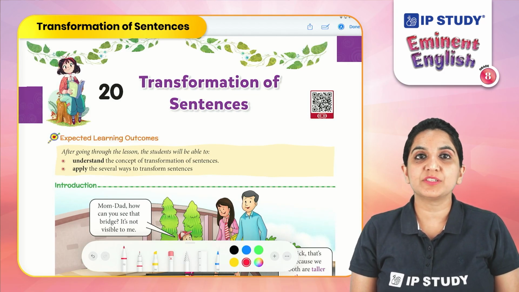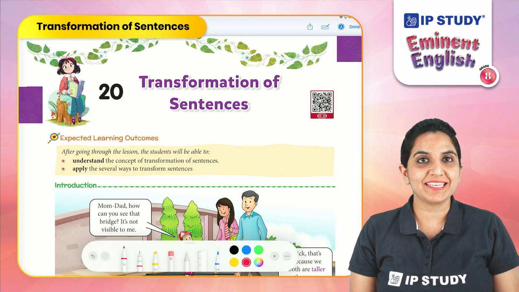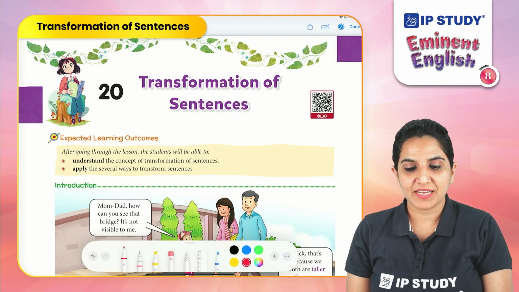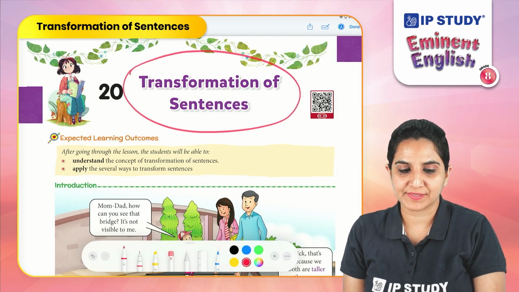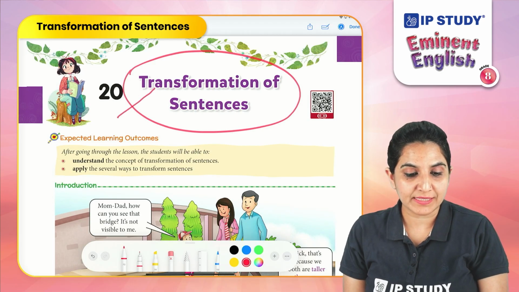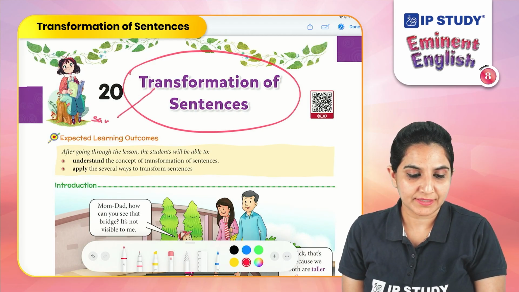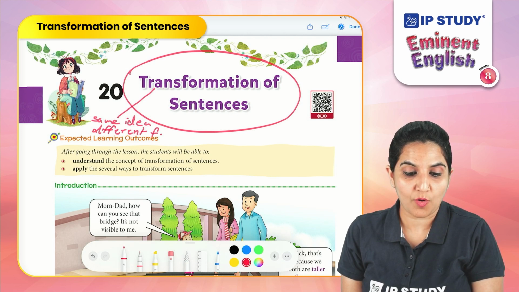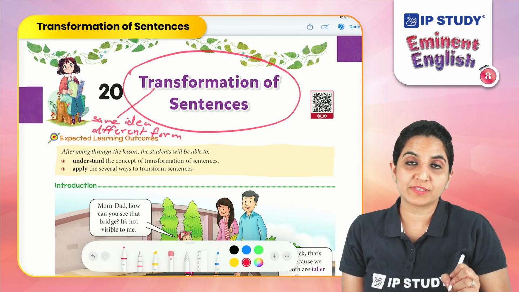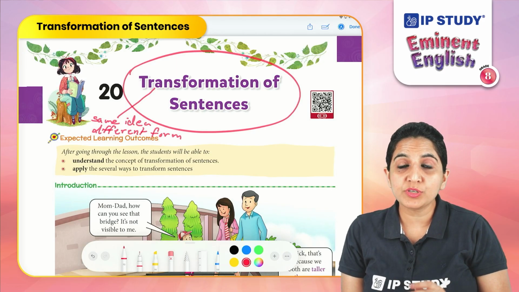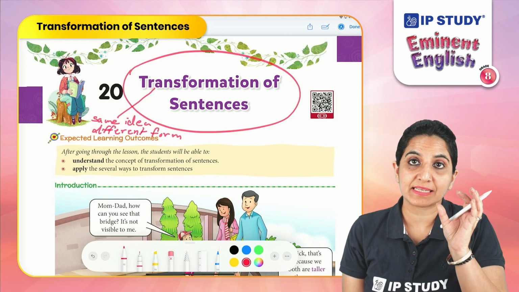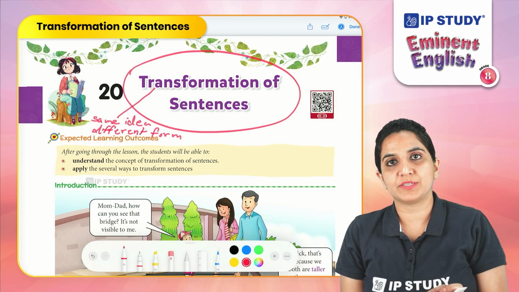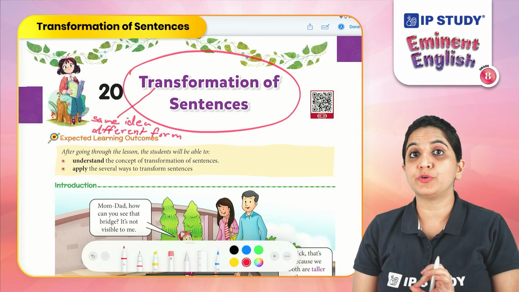Today we will discuss the 20th chapter of Grade 8 English Grammar, and our topic is transformation of sentences. Well, transformation means same idea but different forms. That means this is the process of changing the form of a sentence to another form without changing its meaning. That means the idea of the sentence is same, but we will only change the sentence into different forms.